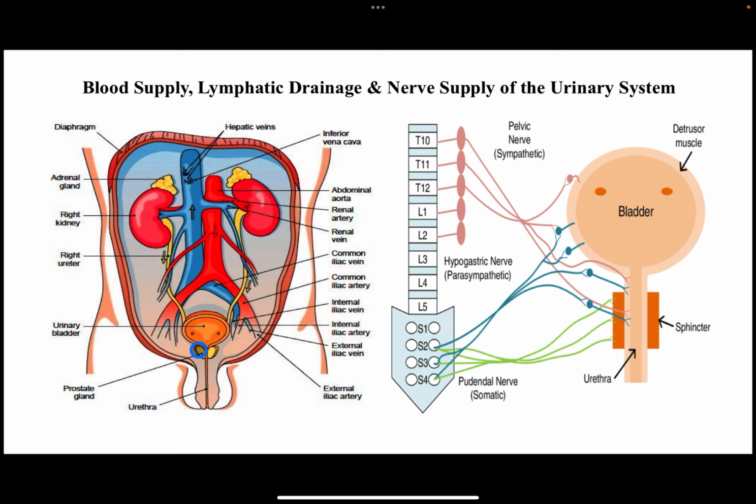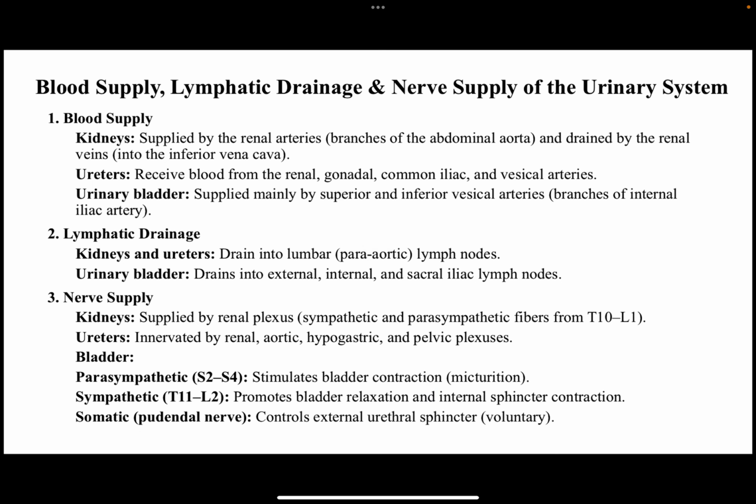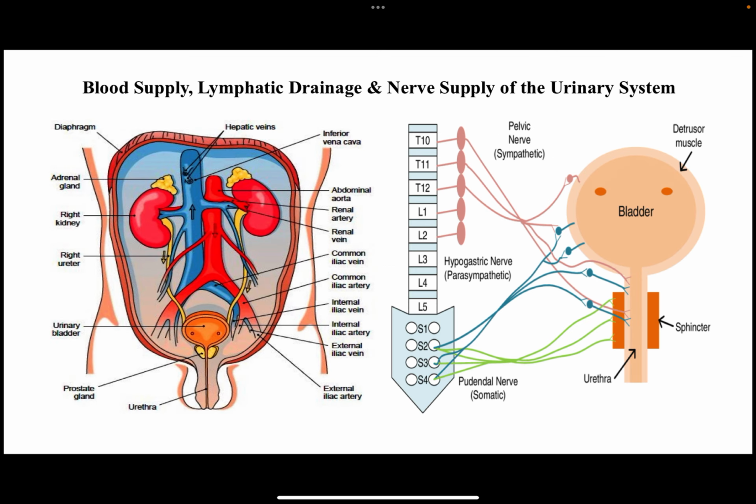In terms of the nerve supply, we have the pelvic nerve, which is sympathetic, the hypogastric nerve, which is parasympathetic, and the pudendal nerve, which is somatic, and that is what innervates the external sphincter for voluntary control, like we said earlier.